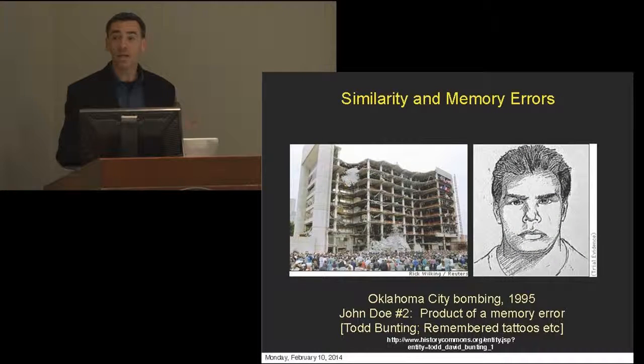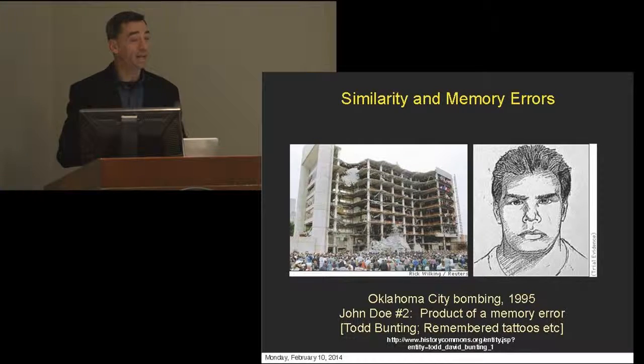In the Oklahoma City bombing, after the bombing, there was a sketch of McVeigh, and there was a sketch of a second, John Doe number 2. John Doe number 1 ended up being Timothy McVeigh. John Doe number 2 ended up being a gentleman named Todd Bunting, who had the unfortunate, though in the end this ended well for him, fact that he resembled a buddy of McVeigh's. Let me step this back. McVeigh resembled a buddy of Todd Bunting's.